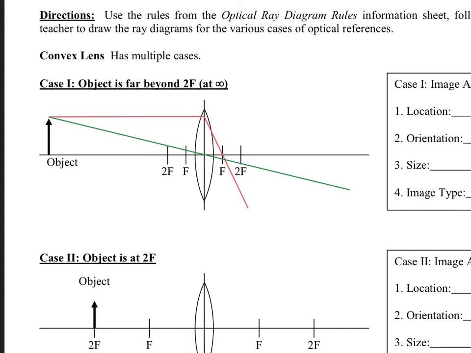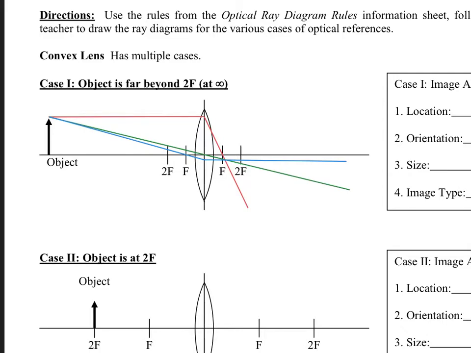Now our third ray has to go through the focal point first and then run parallel to the principal axis. So since it needs to go through the focal point first, it needs to go through F before it hits the lens. Make sure this is coming from the top of our object. It goes through F, hits the lens, and then refracts parallel to the principal axis, like so.